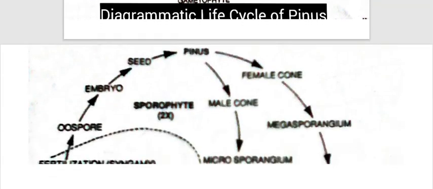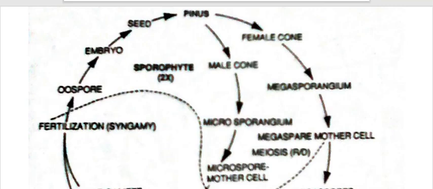Now next we see the graphic life cycle of the Pinus. The graphic life cycle is the life cycle in which the stages of the life cycle are represented by their names.